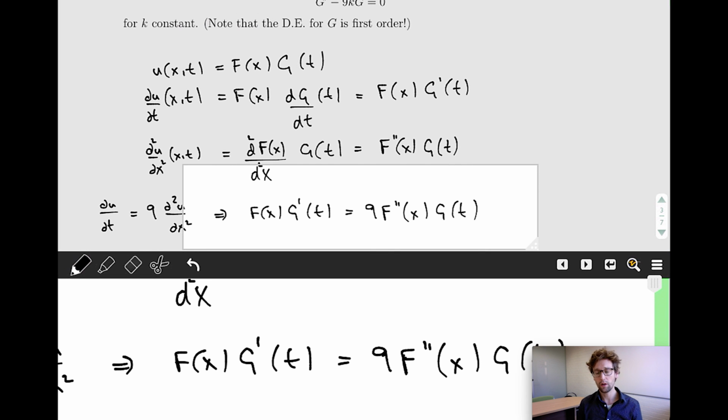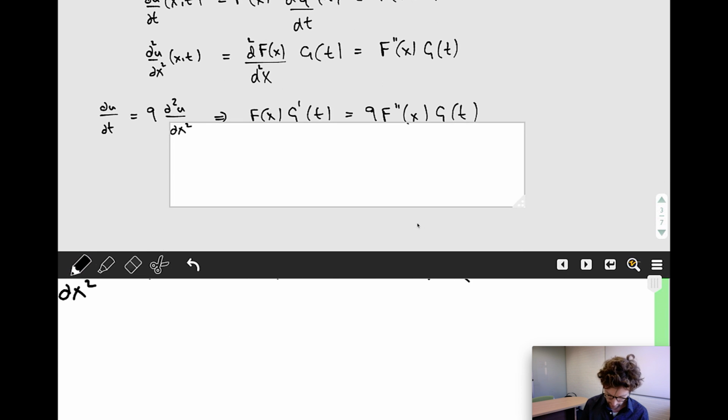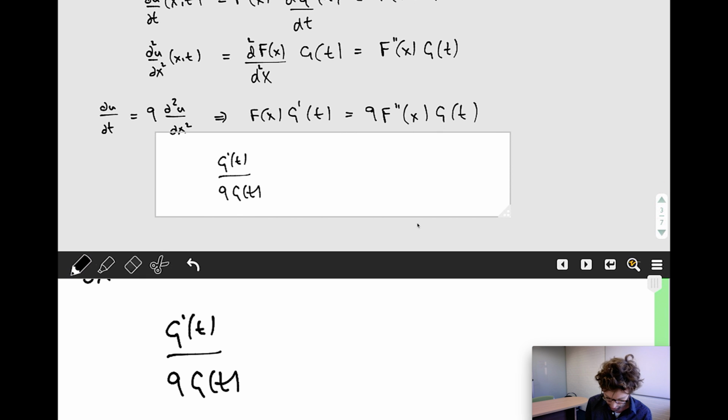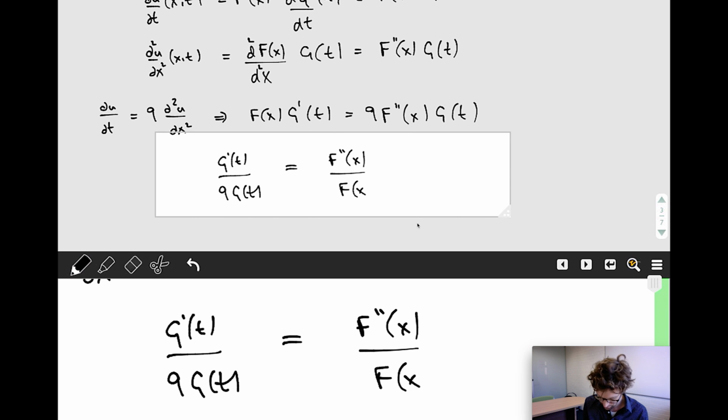So now we're going to gather all of our t terms over to one side, all of our x terms over to the other side, and we're also going to try and keep this factor of 9 with the t terms, because we want to make the equation for f of x as simple as possible. So that's going to give me g prime of t over 9 g of t, all the t terms on the left, is equal to f double prime of x over f of x.